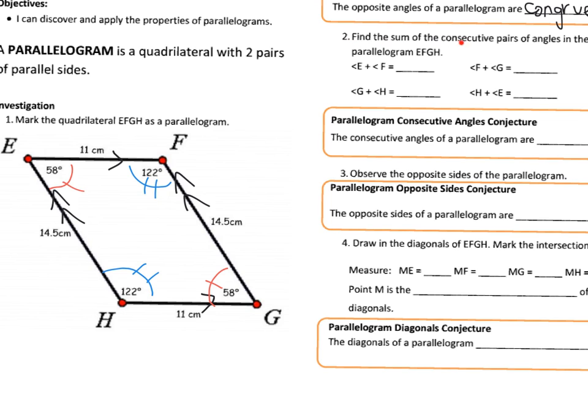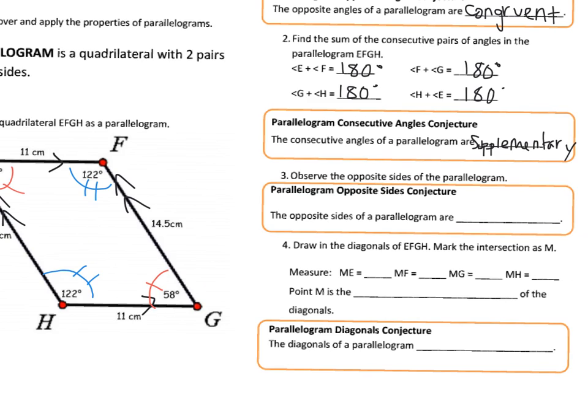Find the sum of the consecutive pairs of angles in the parallelogram EFGH. So take a moment here and fill in these four, please. So like E plus F would be angle E plus angle F, and then write that down here. So take a moment and fill those four in, please. So you should have gotten 180 for all four of those consecutive angles when added together.